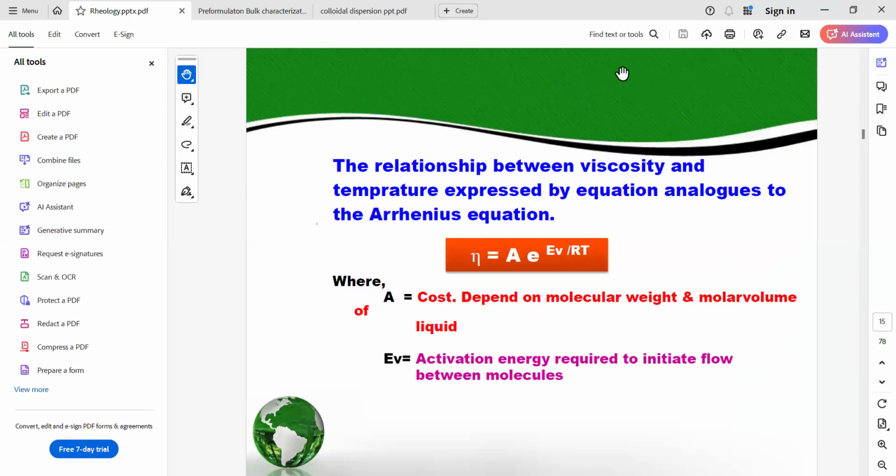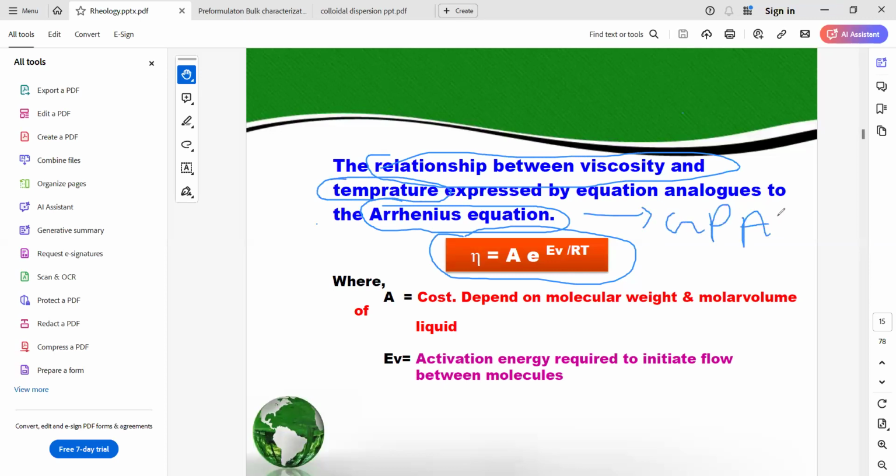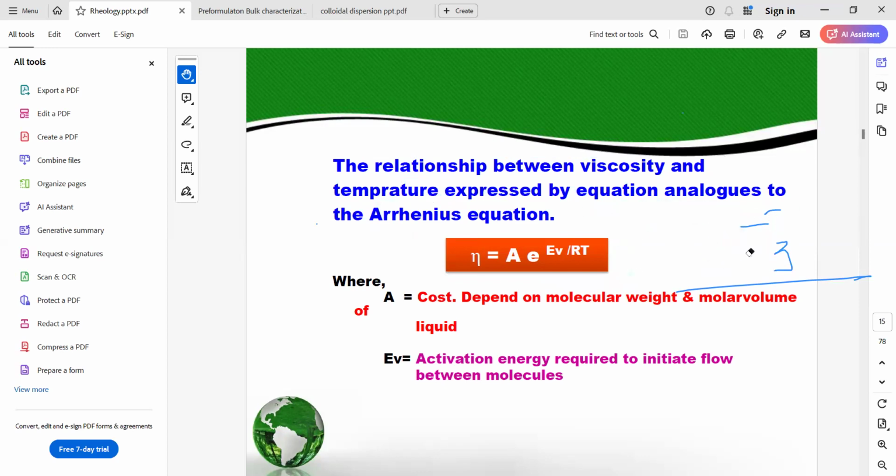This is also an important equation, the Arrhenius equation, which states the relation between temperature and viscosity, that is viscosity equals A e raised to Ev by RT. That is the Arrhenius equation, which expresses the relationship between viscosity and temperature. This question was in GPAT 2023. So remember which equation states the relation between temperature and viscosity: the Arrhenius equation.